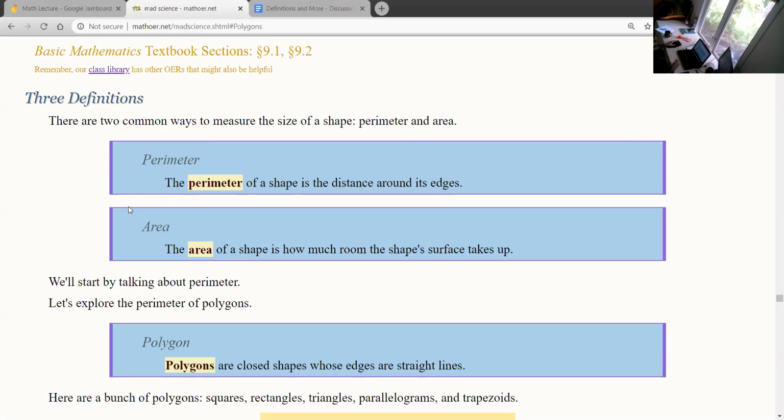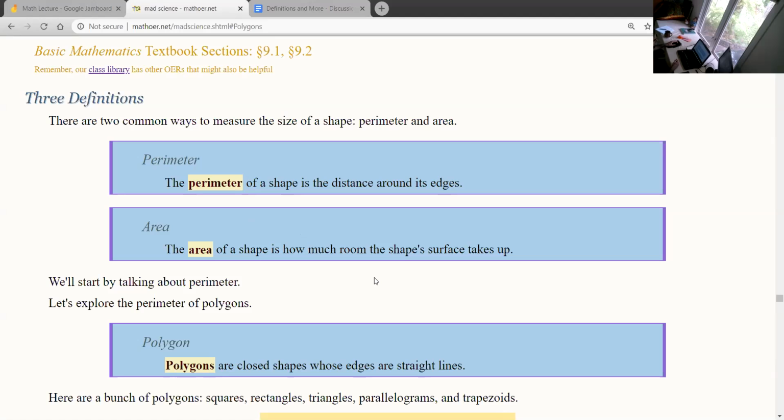Then the other definition is area. So the area of a shape is how much room the surface takes up if you paint it. Imagine that you have to paint your floor. Then how much area do you have to paint? How much paint do you use up? Area is not a length. It's an area. So it's going to have a different label other than just feet or inches. We'll talk about that in a moment.